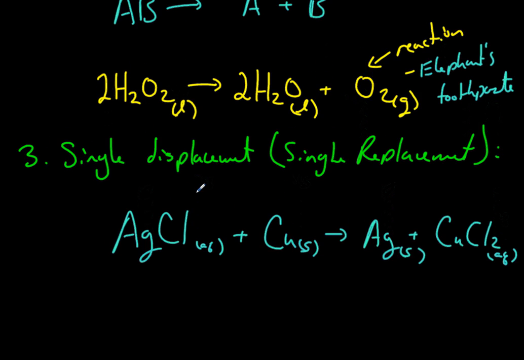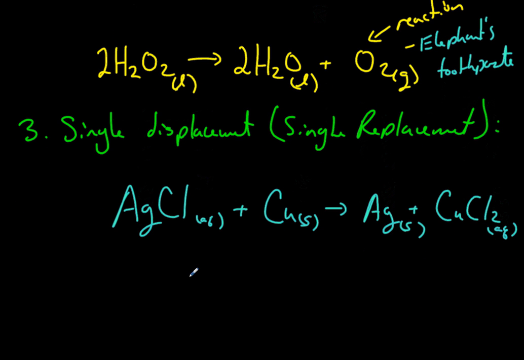Oh, you know what I forgot to do? I forgot to show you the general reaction. See, so we're doing this in reverse order. So the general reaction here is AB plus C gives me AC plus B. Okay, so one of these is replaced. Okay, so single replacement. Is this balanced, by the way?